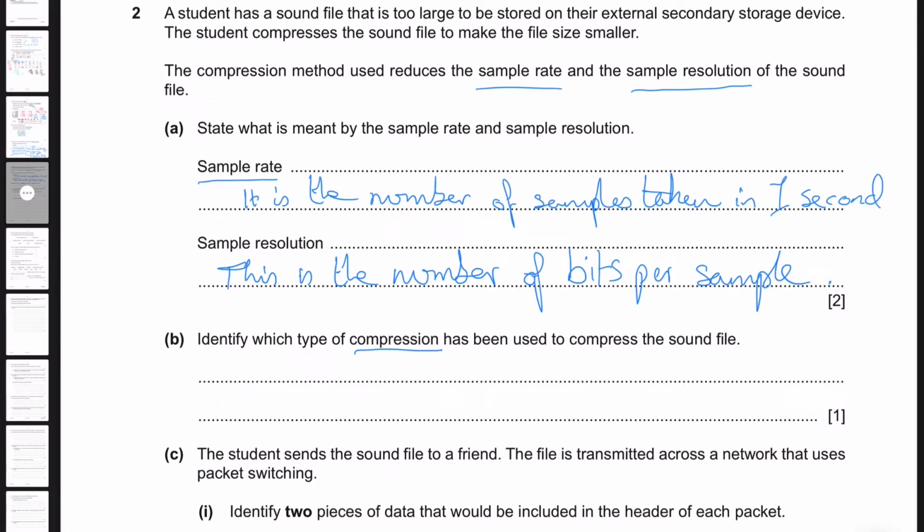Well, we've got two different types. We've got lossy and we've got lossless. Lossy is used for sound files, movie files, things like that, and pictures, and lossless is used for things where we can't afford to get rid of anything, so things like text and computer programs would be lossless. But lossy would be used here. It's only worth 1 mark, so you could just write the word lossy. Okay, so let's move on to C.